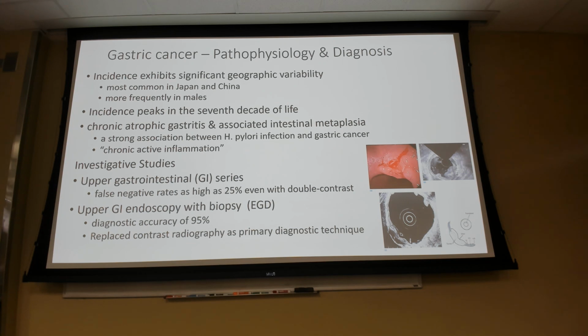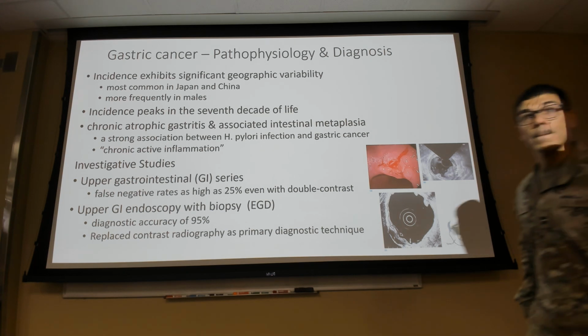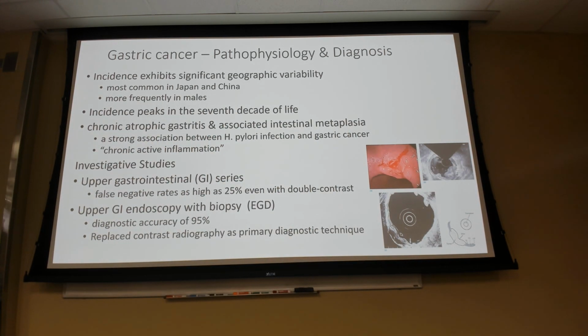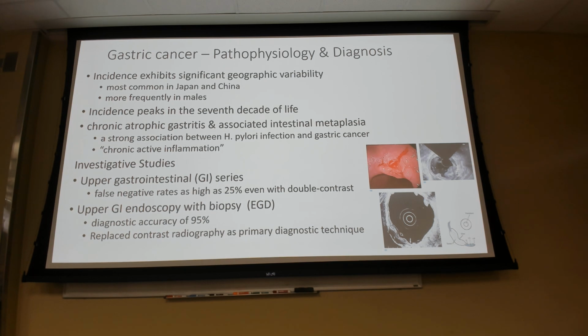More common in like Japan and China. Typically males greater than females, and usually in like the 7th decade of life. This is your elderly patient, and we've seen a strong association with H. pylori, which is why it's probably less common in the United States, because we do a decent job at treating that. But it does have a strong association with it, and typically it just causes some sort of chronic inflammation, which can then lead to cancer.